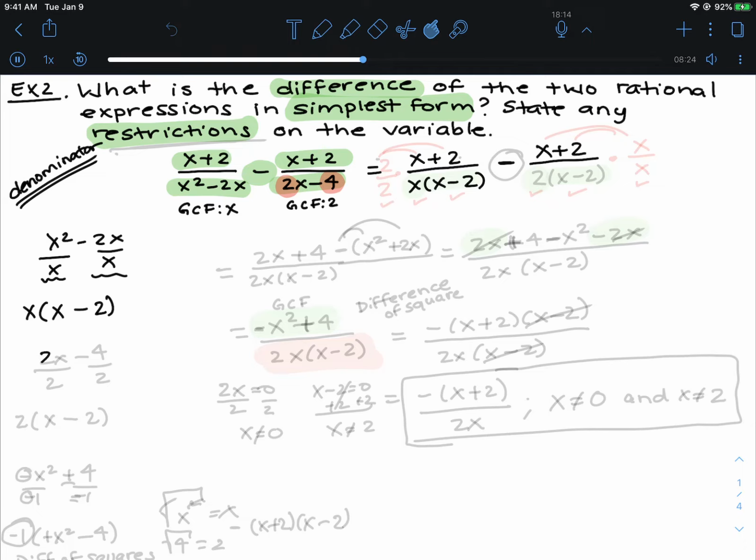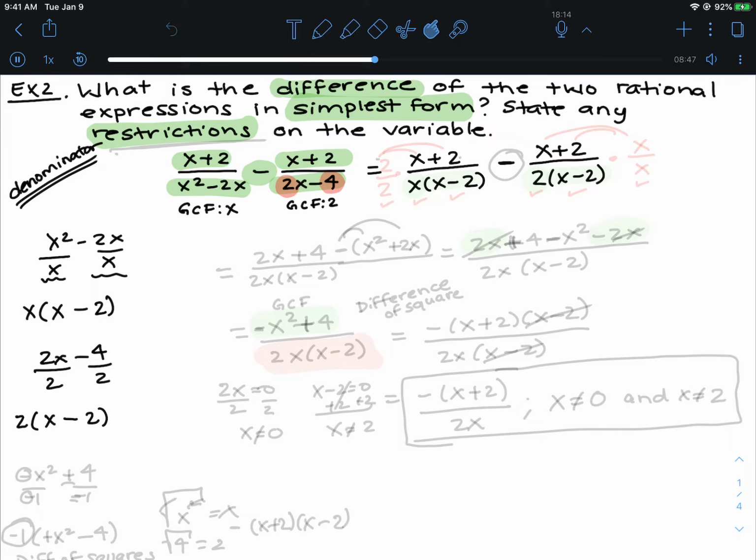And then we're going to get 2x minus 4 and get the greatest common factor of 2, because 2 and 4 are both divisible by 2. Now remember, whatever you take out goes outside of the parentheses. 2x divided by 2 is just going to leave you with x, minus 4 divided by 2 is 2. So here I'm going to have 2 times x minus 2.